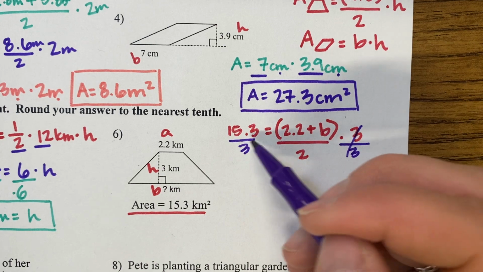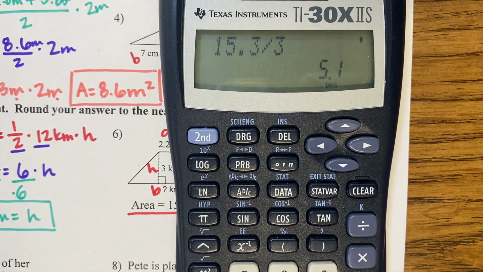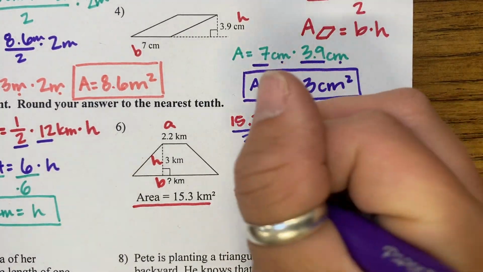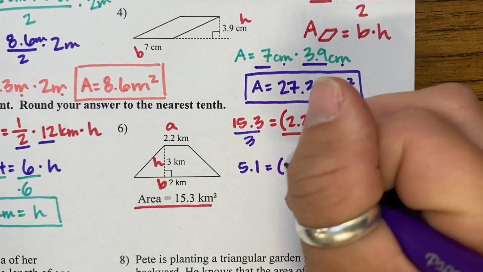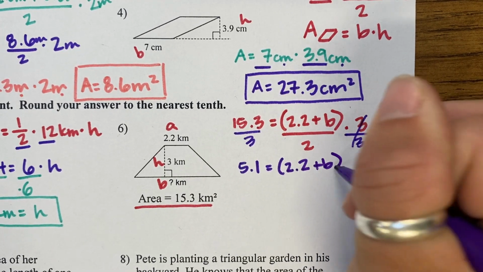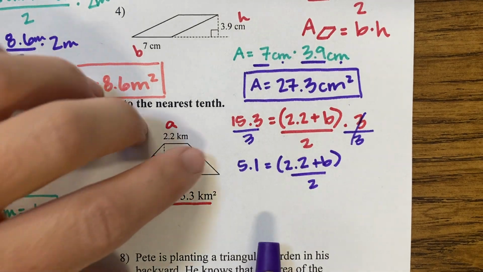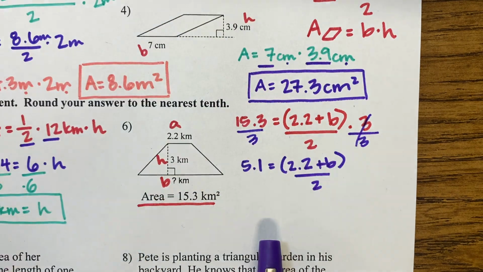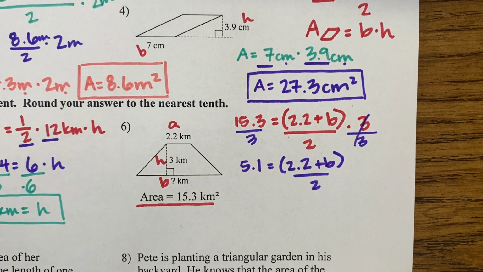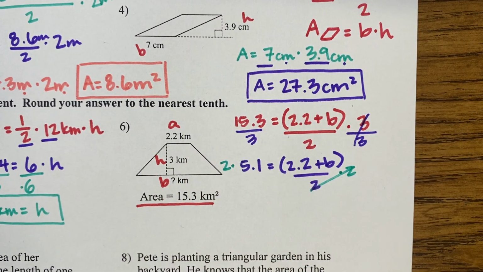So what is 15.3 divided by 3? Let's check that. 15.3 divided by 3 gives me 5.1. So I get 5.1 on this side equals, we still have parentheses, 2.2 plus B, but now we're just left with divide by 2. Well now we see that 2.2 is still the closest, so now divide by 2 is farthest away. So how do I get rid of divide by 2? We're going to multiply by 2 to both sides.